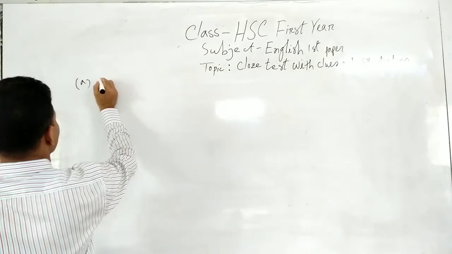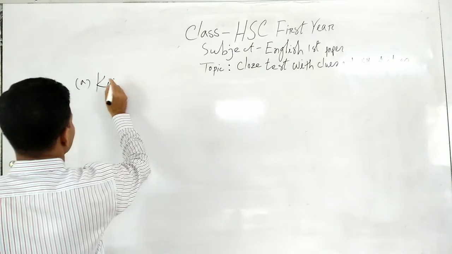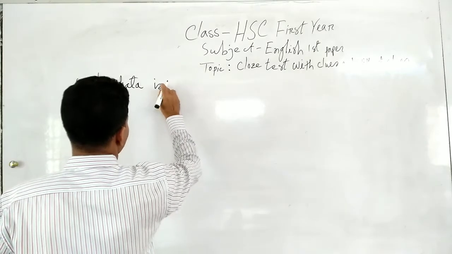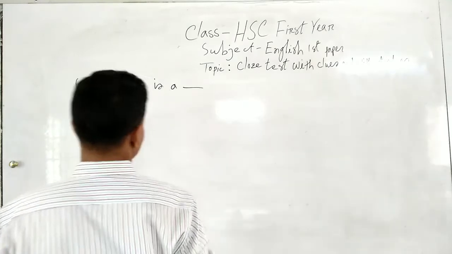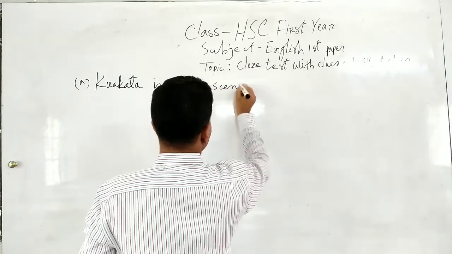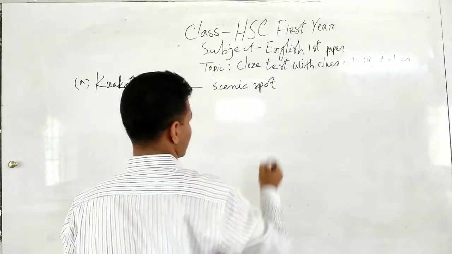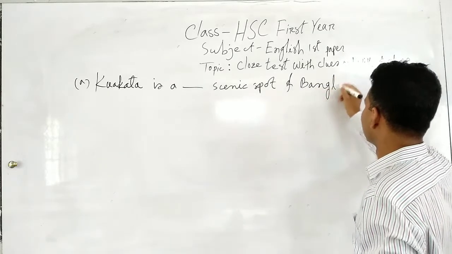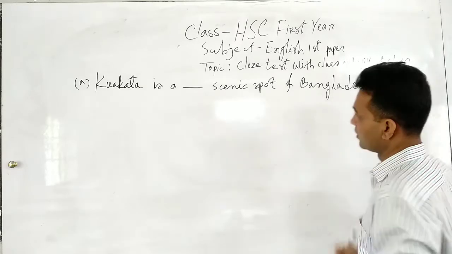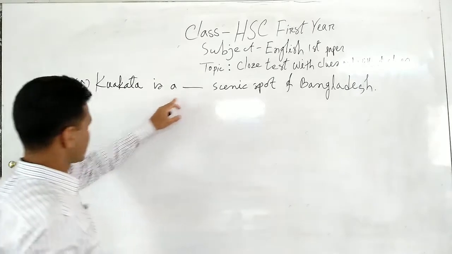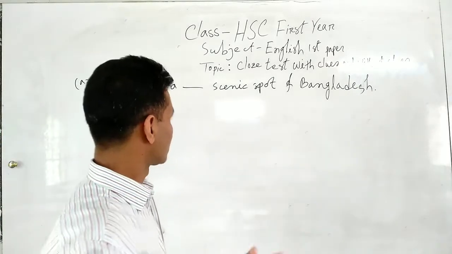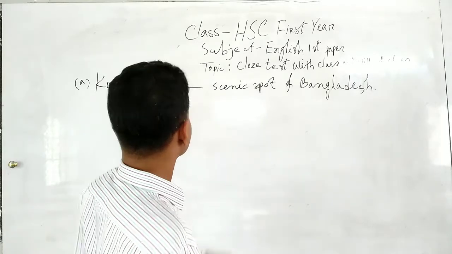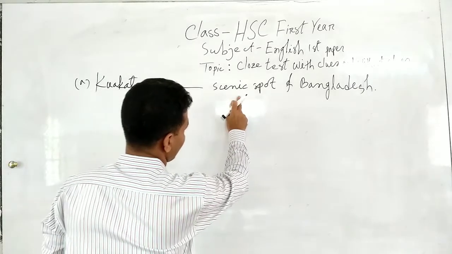Kuakata is a dash scenic spot of Bangladesh. In this sentence there is a gap, of course. In this gap, what parts of speech can you use? Try to understand. Kuakata is a dash scenic spot. Here is a gap between an article and an adjective.